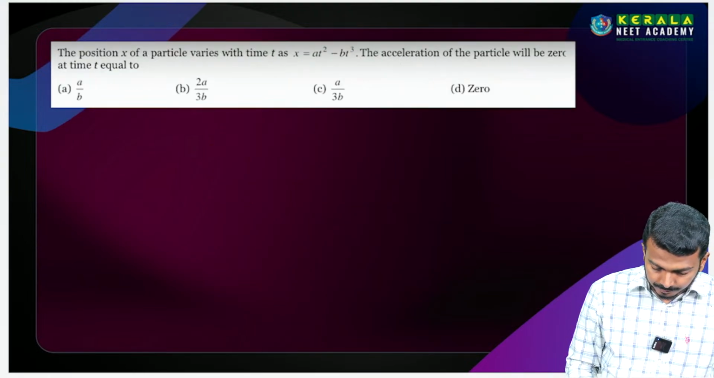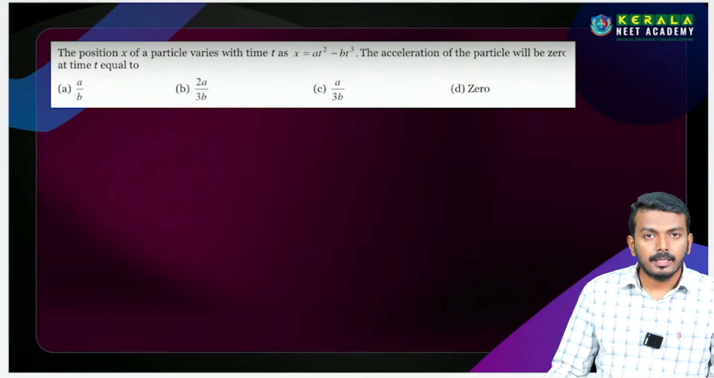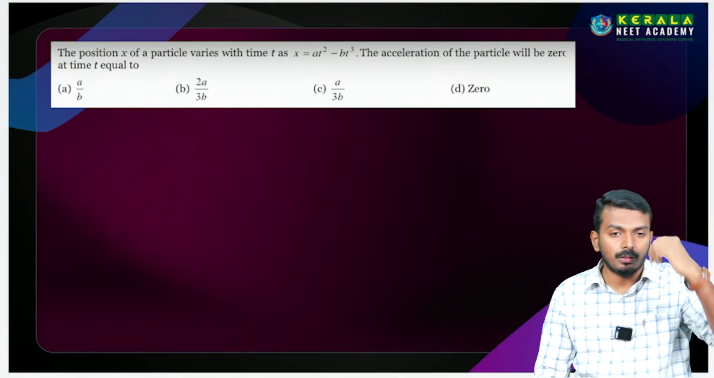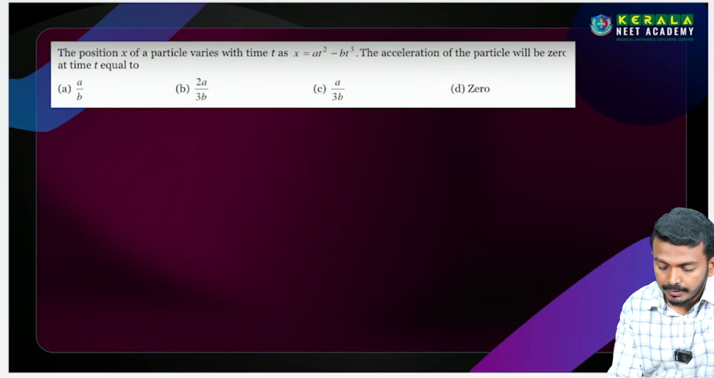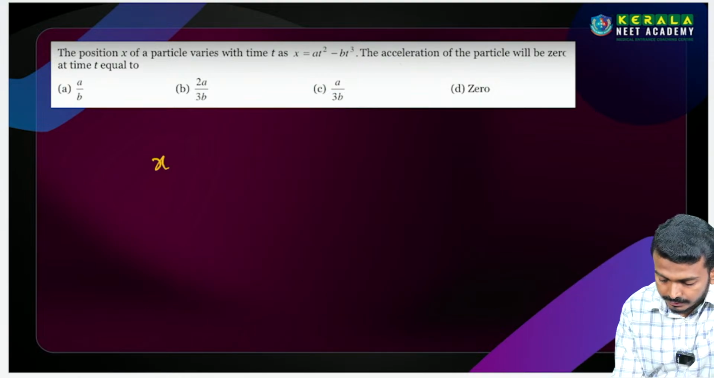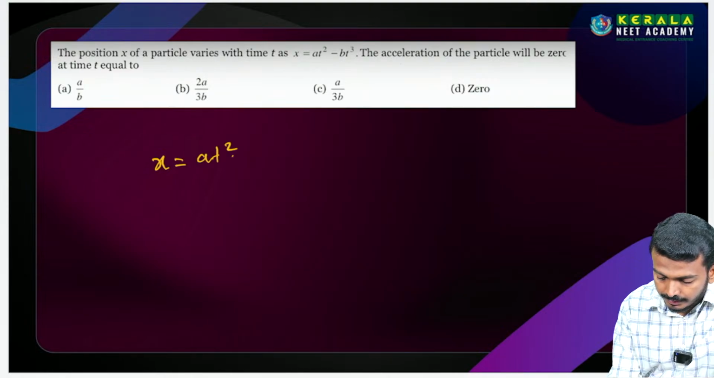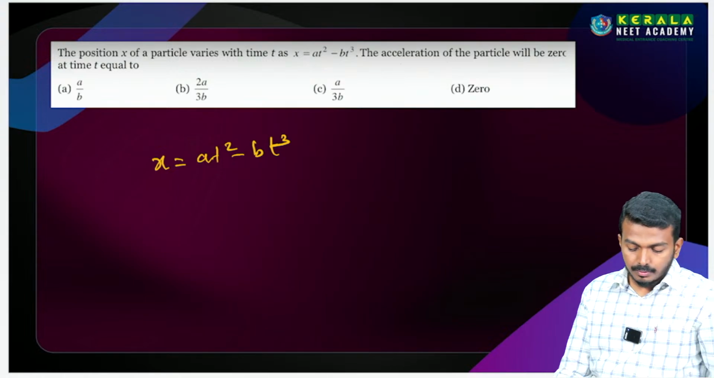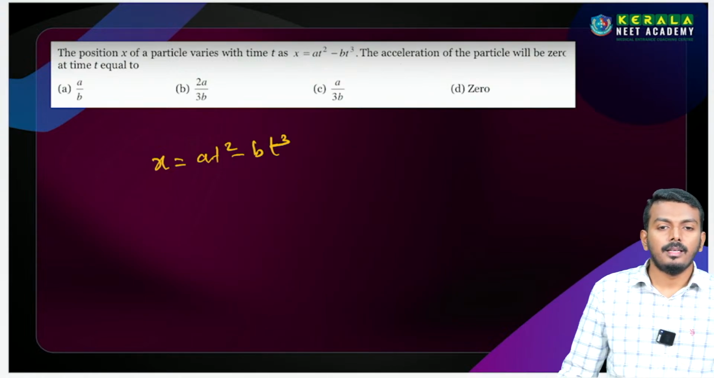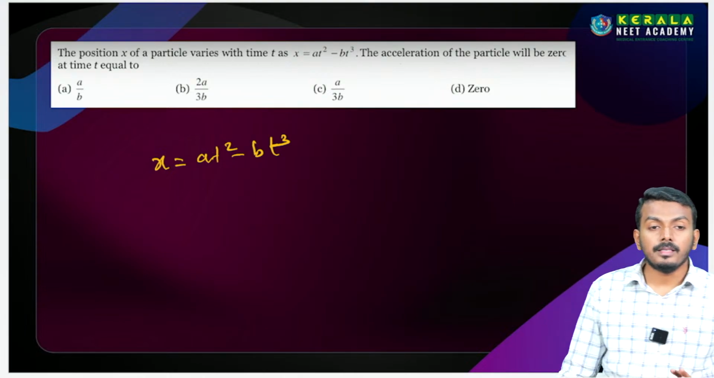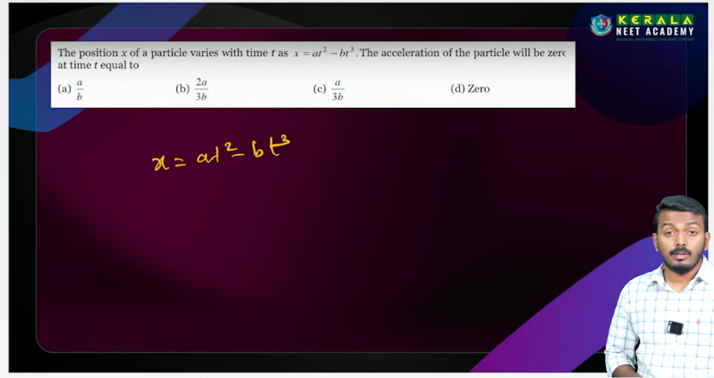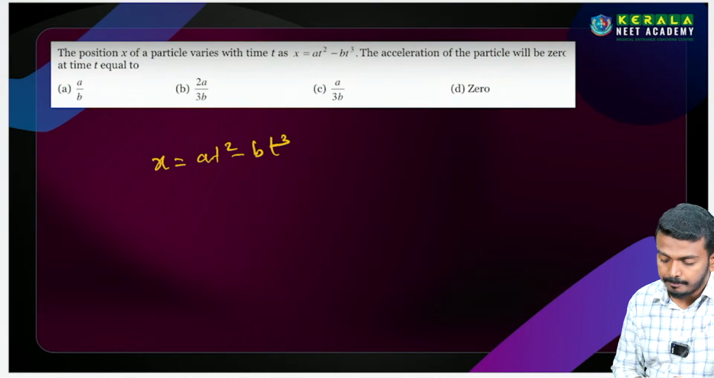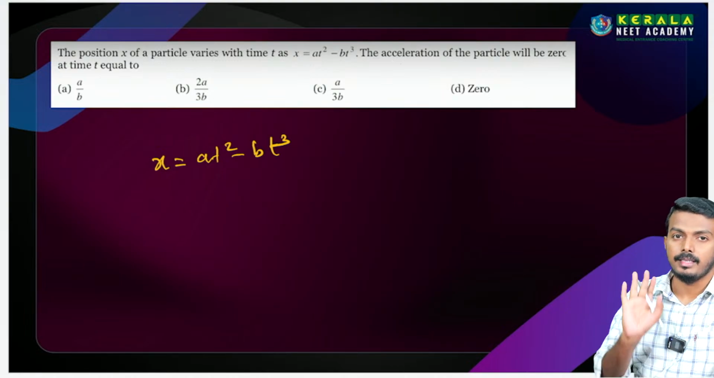Then next question. Same type of question. The position of the particle varies as a function of time. The position of the particle is already given in the question: x is equal to a t square minus b t cube. What is the question? The acceleration of the particle will be 0 at a time t equal to. We have to find what? Acceleration. When do we find acceleration? When velocity is 0, instantly acceleration.